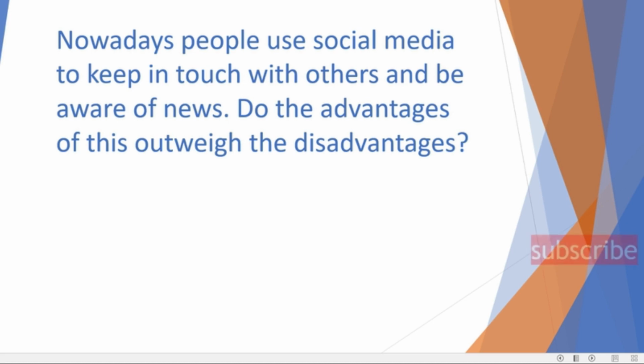As you can see, the question asks whether the advantages of using social media to connect with others and to receive news updates outweigh the disadvantages. Here the question itself implies that there are both advantages and disadvantages to this development. So you cannot write that there are only advantages or only disadvantages. Instead, what you have to do is to say whether there are more advantages than disadvantages.